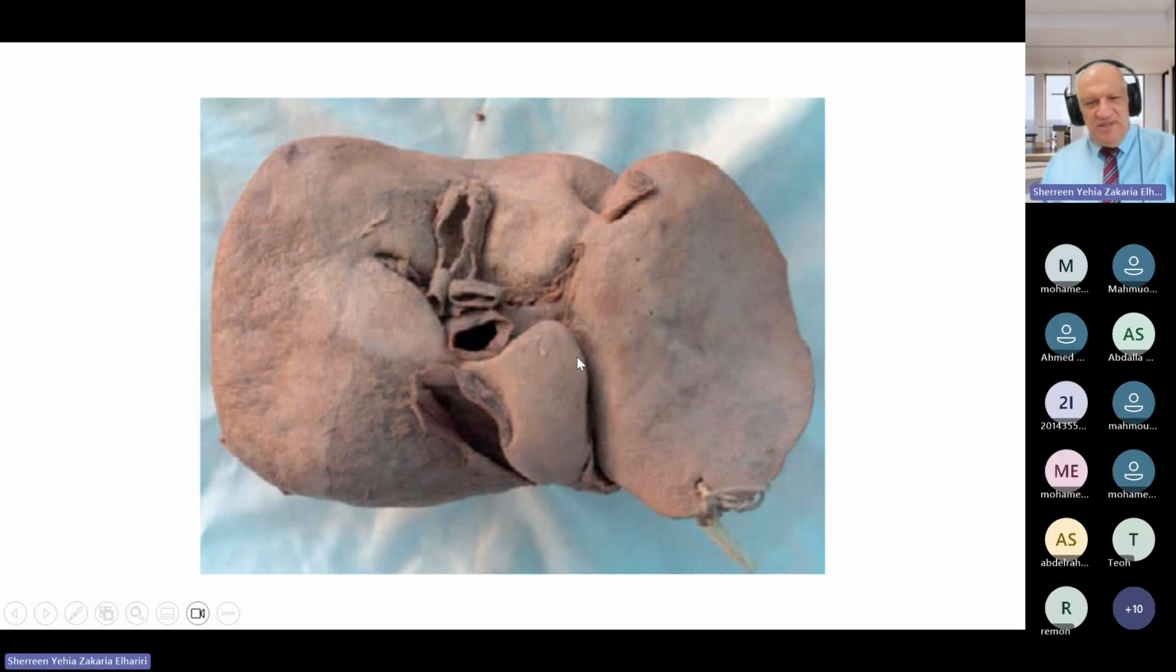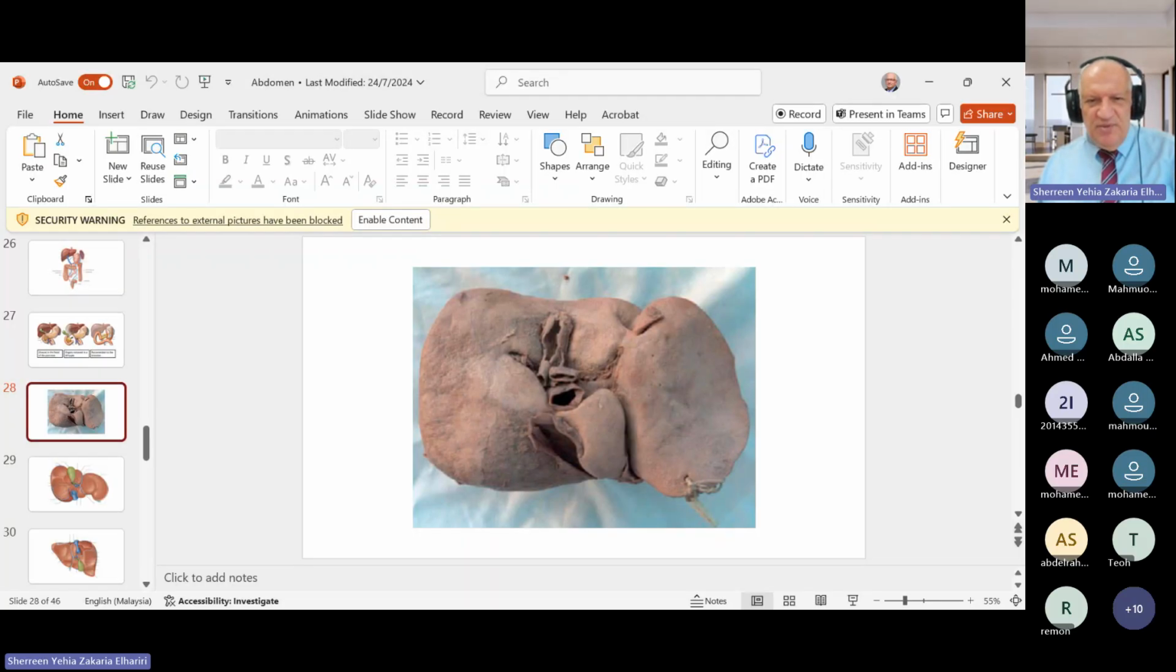Okay, of course, we go back to the exam questions. So in the exam also, we bring this picture. Okay, of course, this is a liver.